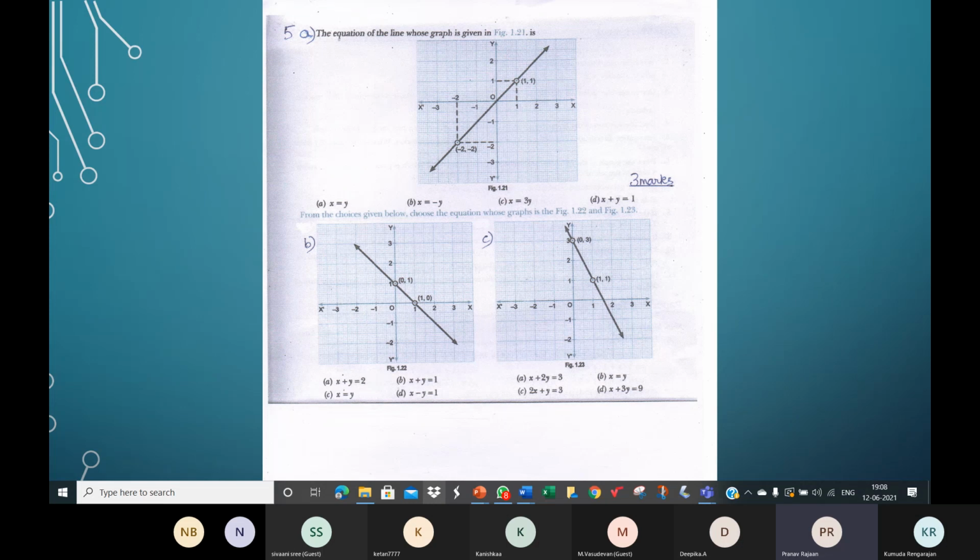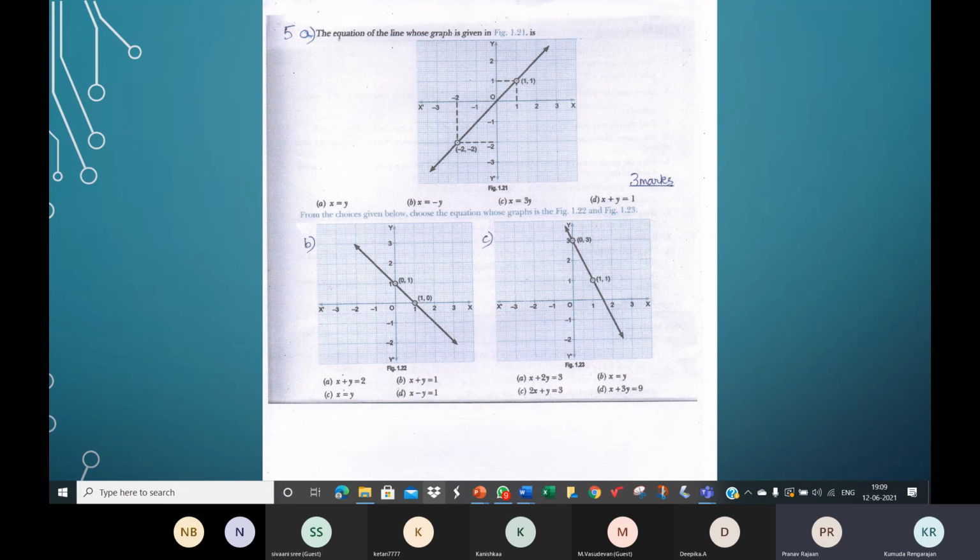Ma'am, for the third one, answer C, ma'am. All right, I'm just waiting for all the others to participate. Third one, answer C, ma'am. Third one, 2x plus y is equal to 3. Okay, Shivani, explain why for the third one it is option C. Why can't it be x is equal to y, Shivani?